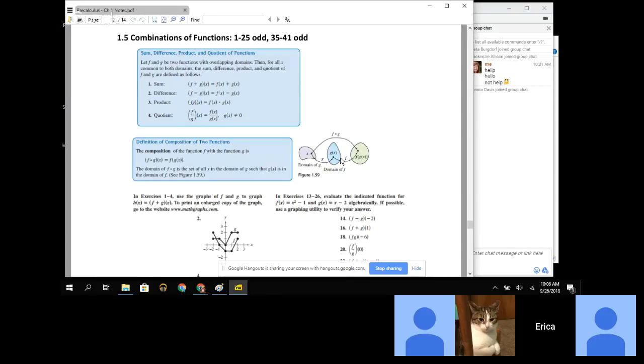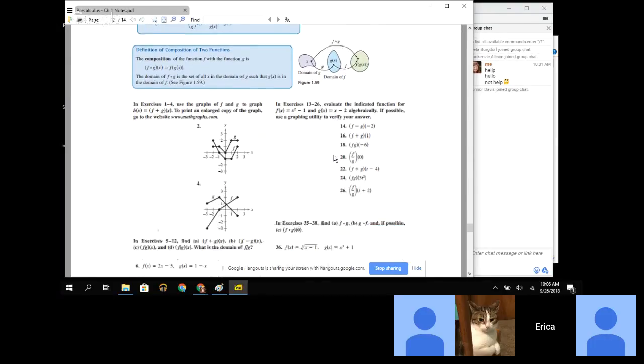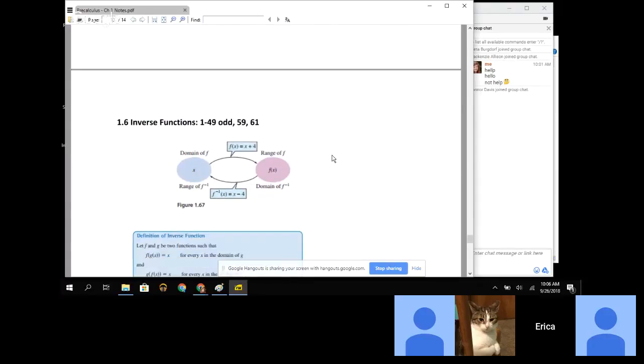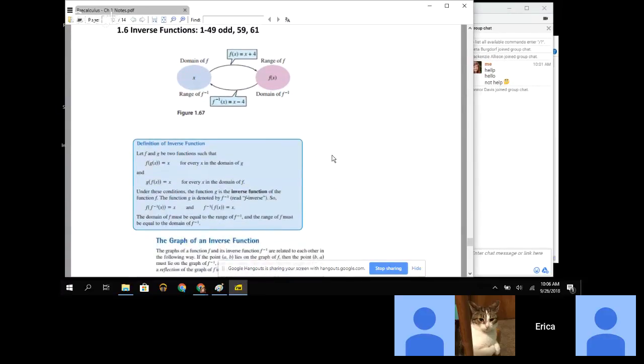So this is important. Why I'm reiterating 1.5 is because it directly leads us into 1.6. Yay. All right, so 1.6 is inverse functions. So what inverse functions are is two functions that are inverses of each other. Sounds like a very simple definition, right? So what this looks like is this.